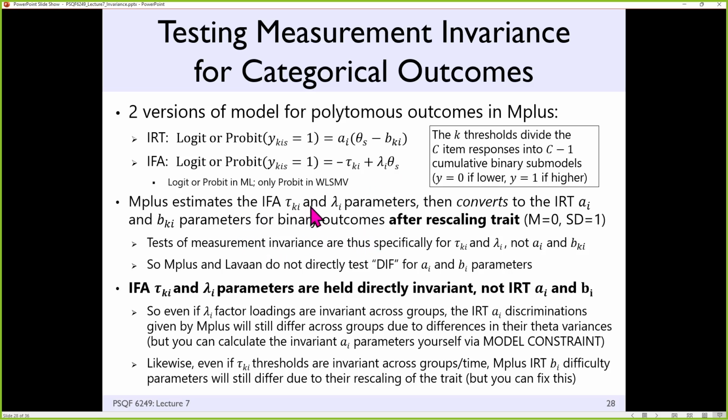So when Mplus does multiple group models, it converts to the IRT parameters A and B, but it does so after rescaling the trait.